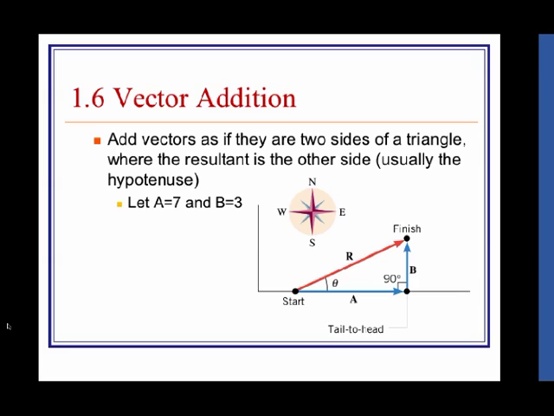The two tools that you will use to add vectors are the Pythagorean theorem, a squared plus b squared equals c squared, and trigonometry, the relationships of sine, cosine, and tangent.